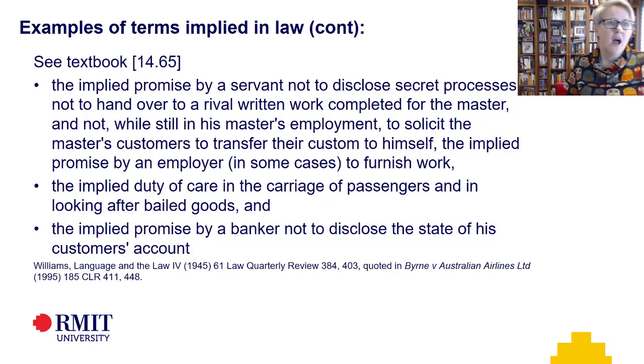Other ones include an implied promise by a servant not to disclose secret processes or disclose information about a client list to competitors, an implied duty of care in the carriage of passengers and looking after bailed goods. Here, a bailed good is goods that are held by a bailee as security for some obligation. So when you hand something over to somebody on the basis that they will look after it, that's the implied term, but they will hold it pending you fulfilling your obligation. So it's a security interest. Note that these days this is largely covered by the PPSA, the Personal Property Securities Act.